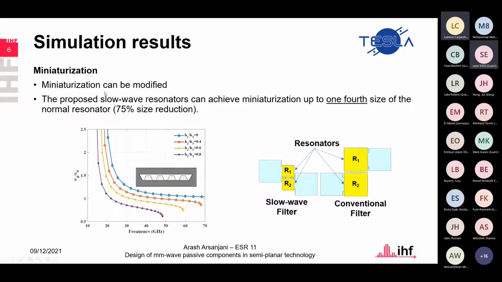The miniaturization can happen by changing this phase velocity inside a structure. In simpler terms, by increasing or decreasing the heights of the pins in relation to the total height of the cavity, you are reducing the size of the resonator. In some of the prototypes or resonators that we had, we could achieve miniaturization up to 1/4 of the size of the normal resonators, so around 75% size reduction. This was one thing that we were looking into.